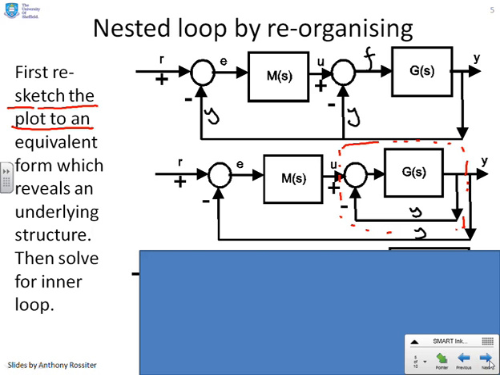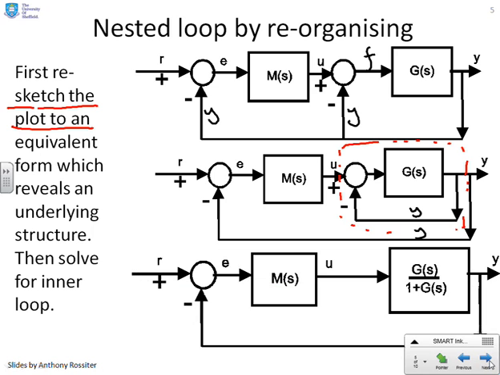So what I can do next is take this inner loop which I've marked with a red line and rewrite it as a different expression. So here we go. That inner loop can be represented as G over 1 plus G.